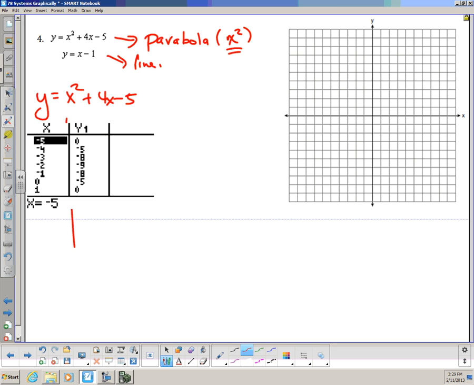So -5, 0, -4, -5, -3, -8, -2, -9, -1, -8, 0, 5, and 1, 0. And so now we have our parabola. Looks something like this.